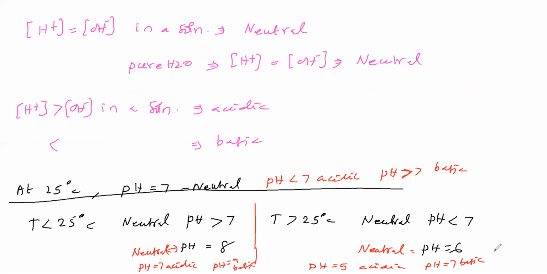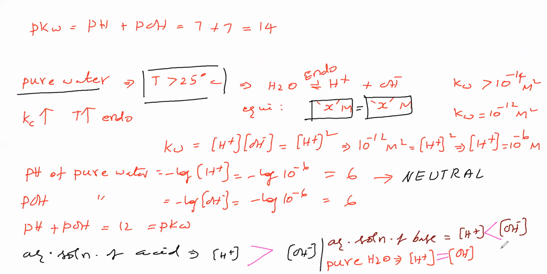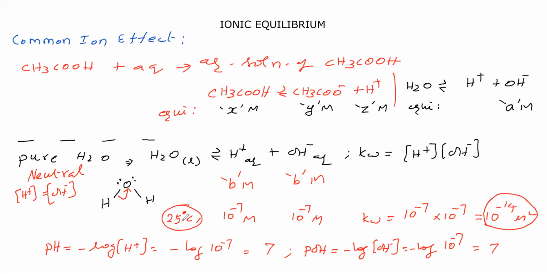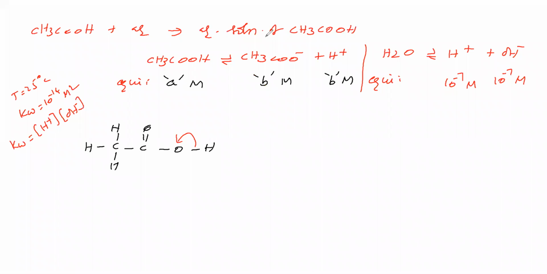We said for which one? When the temperature is 25 degrees Celsius, Kw for pure water is 10 power minus 14 molar square, we said. Isn't it? Now what solution have we taken? We have taken an aqueous solution of acetic acid only, no?